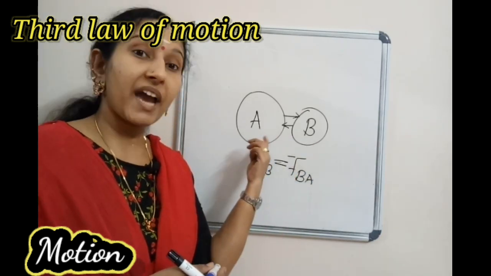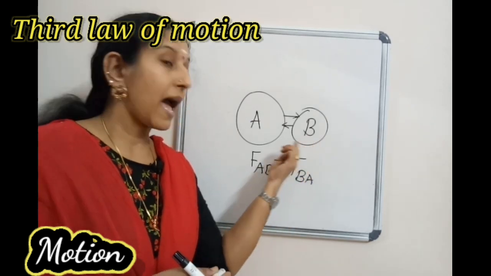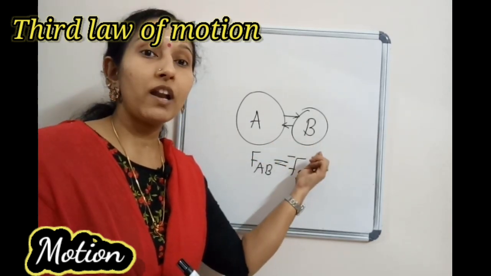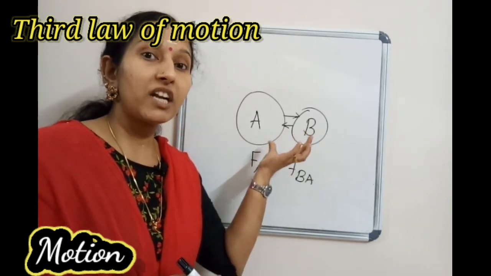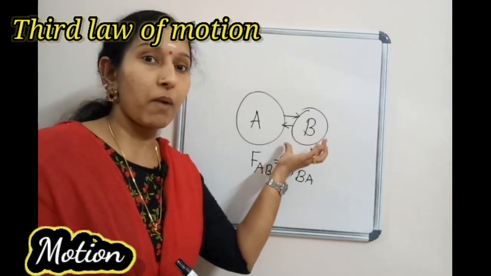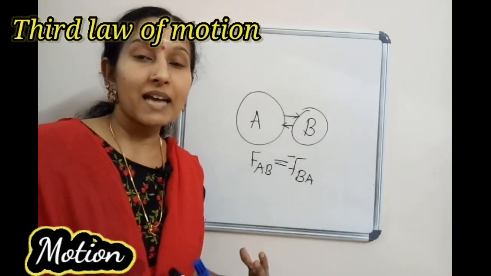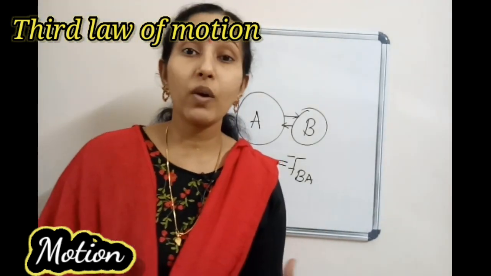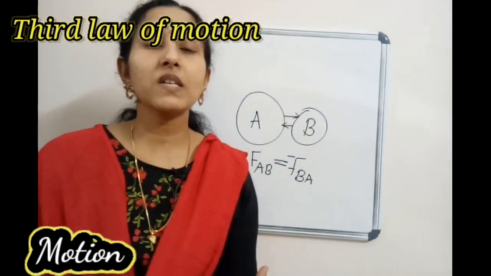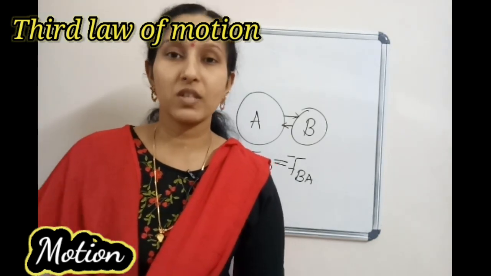So here the action and reaction are equal, but their acceleration may not be equal. Why? Because each force acts on different objects of different mass. Their mass is different, so their acceleration is also different. So why is the acceleration not equal? Because each force acts on different objects of different mass.